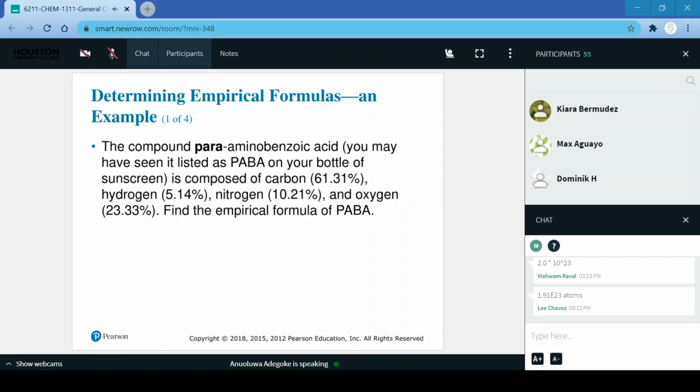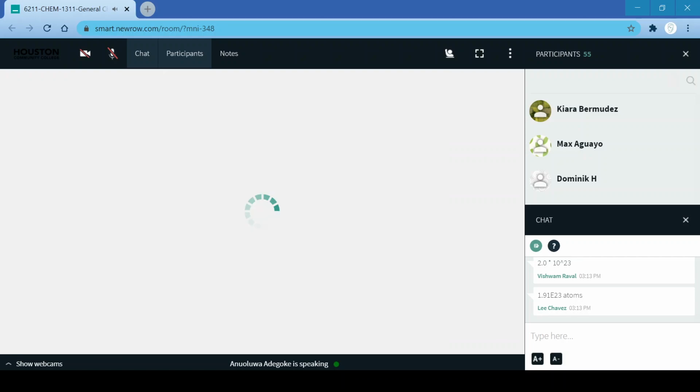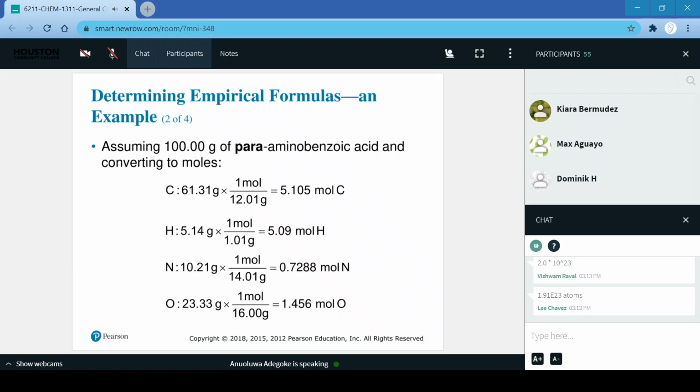To find empirical formula, we have to divide each of these numbers, which, like I said, is equivalent to the grams because everything equals 100 gram. We divide each of these by the molar masses of the element, and then we keep going. So this example is shown here. We assume 100 gram of that PABA. Now we divide it by the molar mass; you multiply the molar mass conversion factor by the gram. Now I'm going to give us a formula, and this formula is very useful.